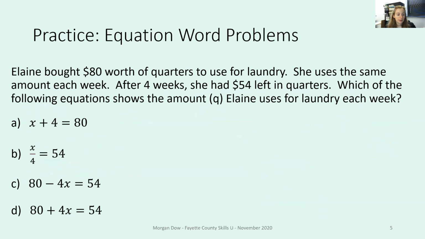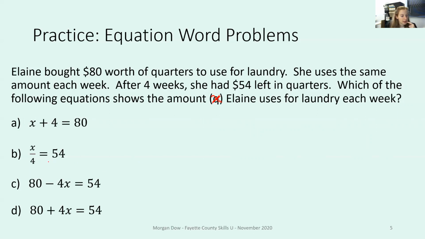Okay, so let's think about, oops, I think I made a mistake when I set this up. Let's say, which of the following equations shows the amount X that Elaine uses for laundry each week, because we're talking about the letter X in these answer choices. Okay. So X is the amount she uses each week. She uses the same amount each week. She started with 80, and then she used her quarters for 4 weeks, and after those 4 weeks, she had $54 left in quarters.